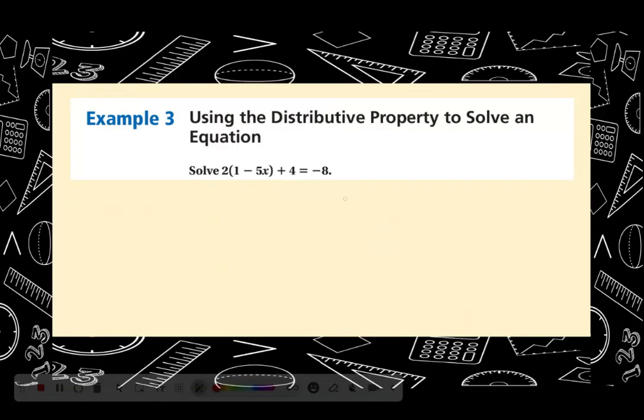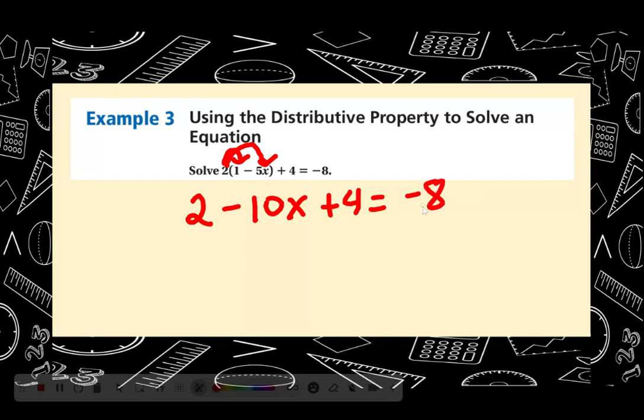Okay, now we are going to need to use the distributive property first. So we need to distribute everything inside of the parentheses. It's 2 times 1, and then 2 times 5, negative 5. So 2 times 1 is 2. We're going to clear the parentheses. Minus 2 times 5x is 10x plus 4 equals negative 8. So we just cleared the parentheses.